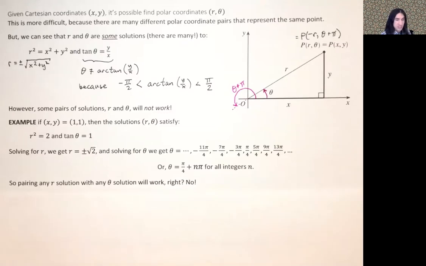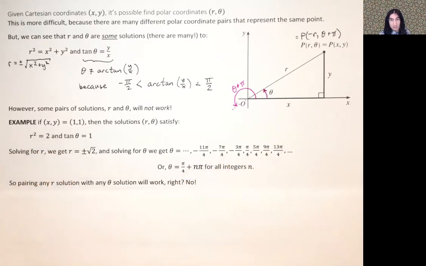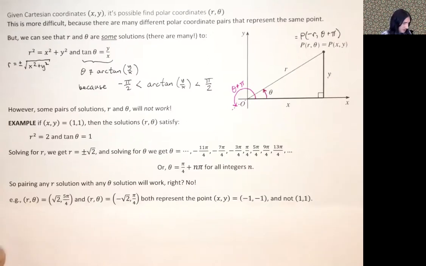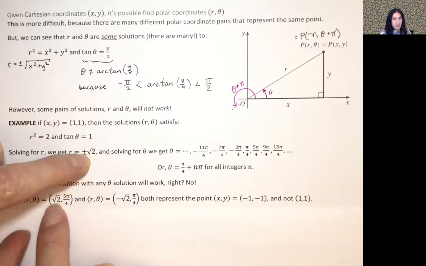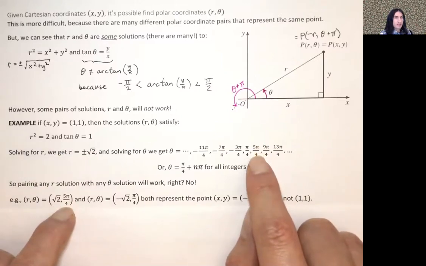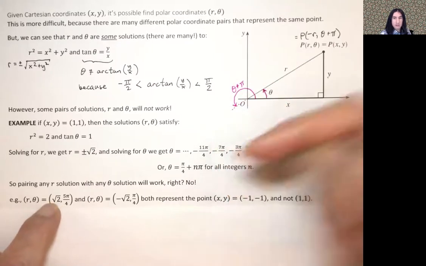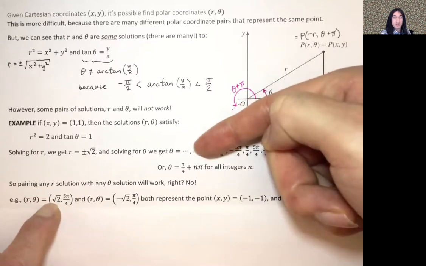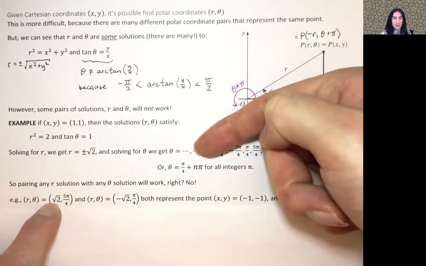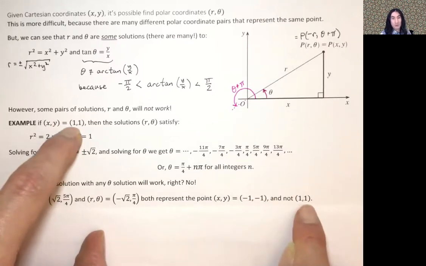Now, can we just take any r value that solves this equation and any theta value that solves the tangent equation? Unfortunately, no, we cannot. For instance, if I were to take r and theta to be the plus root 2, and I grab the 5 pi over 4 for my theta, then what point does that actually describe? Well, 5 pi over 4 would put me in quadrant number 3, and root 2 would say walk in that direction, positive root 2 units away from the origin. So that would mean it was describing a point in quadrant 3, minus 1, minus 1, and not the point 1, 1 that we were after.